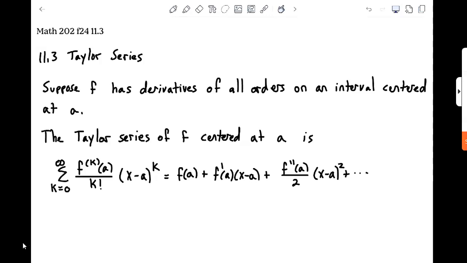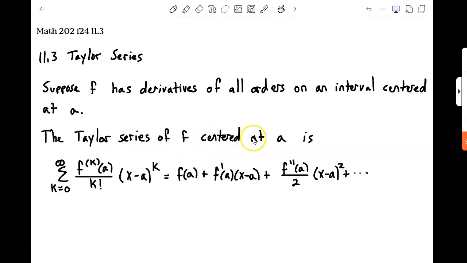Remember, all the power series that we've been building so far are all based off that geometric series. So now this is going to give us ways to develop more power series. So suppose f has derivatives of all orders on an interval centered around a point a. a is again the center of the power series.